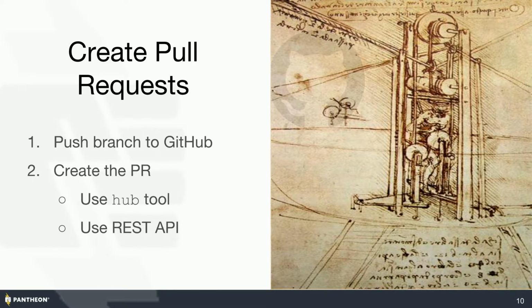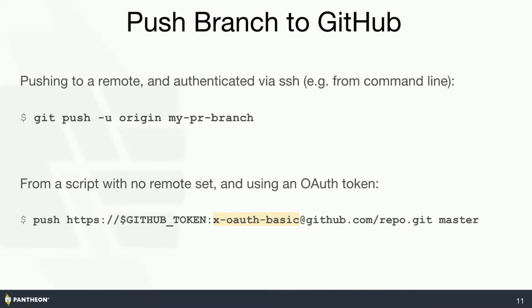For example, in GitHub, we've got an easy way to make a pull request. All you need to do is create a new branch using Git and then make the PR. And you can either use the Hub tool, which is a command line tool you can easily download and install, or utilize the REST API for GitHub.